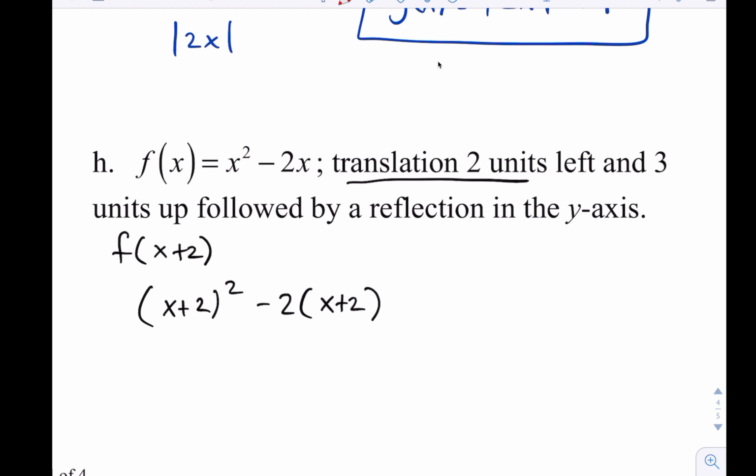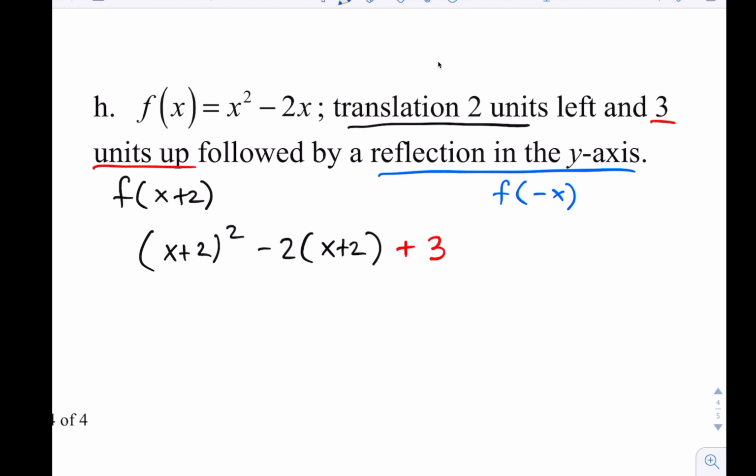The next part says we're going to take that and move it 3 units up. So I'm going to add 3 to my equation. And then the last part says we're going to have a reflection over the y-axis. That means that wherever I see an x term, I need to replace it with a negative x. Remember, reflection over the y is going to look like that.